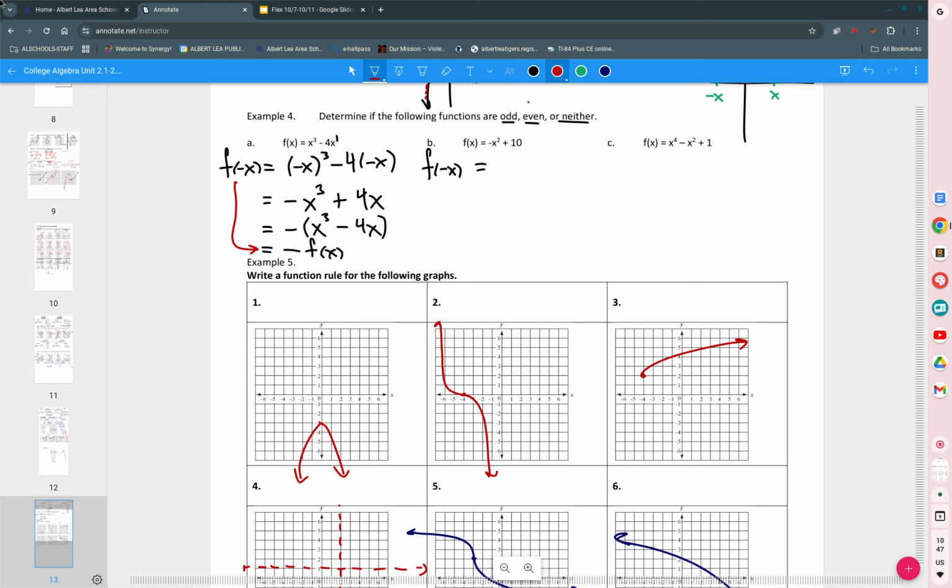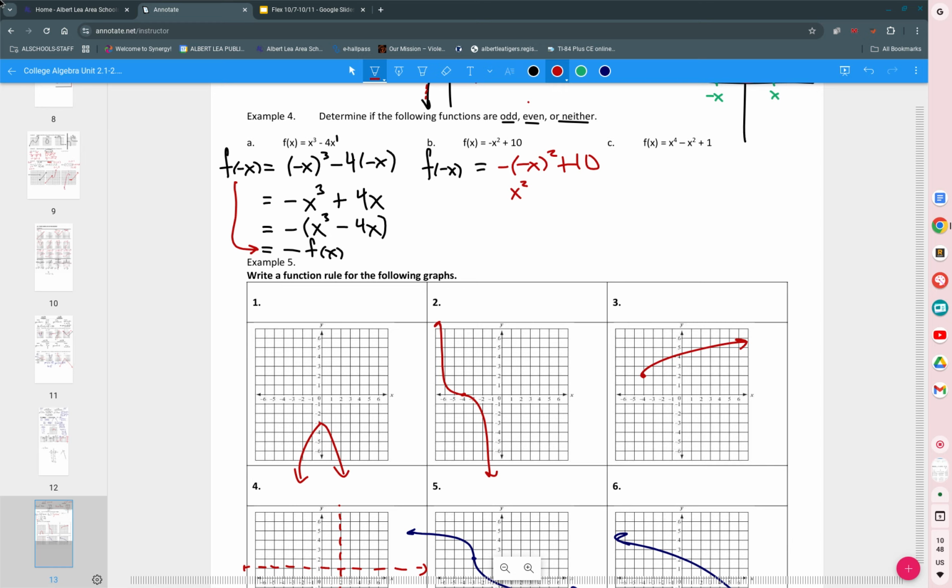I plug in the negative x. I get a negative quantity, negative x squared plus 10. Here is the mistake that many of you made on the last test. I want to point it out. We cannot do this. You said negative times a negative is a positive. That's not okay, folks. You must square this before you apply the negative. Order of operations, you must square this.